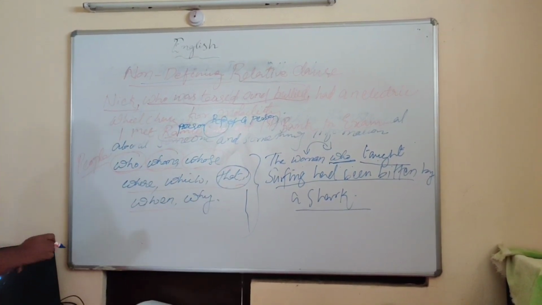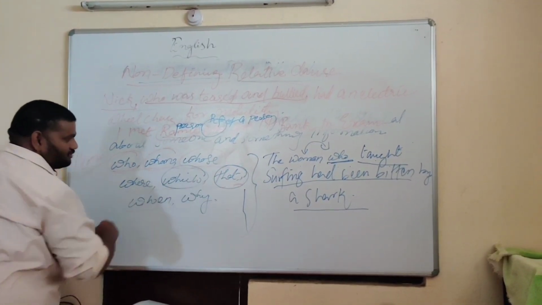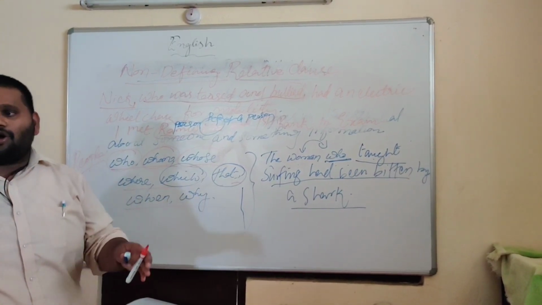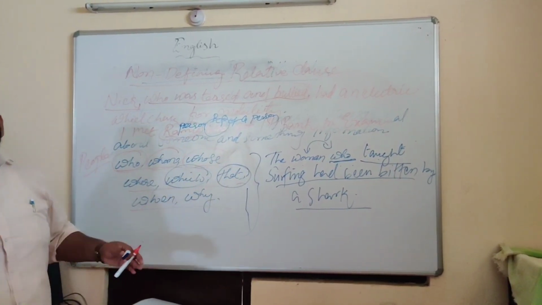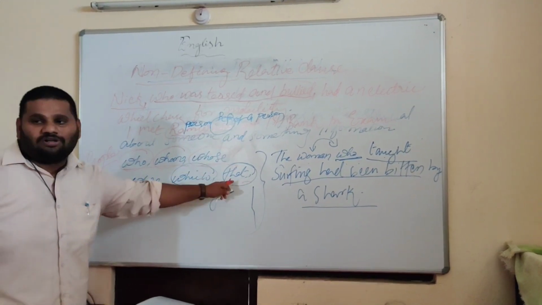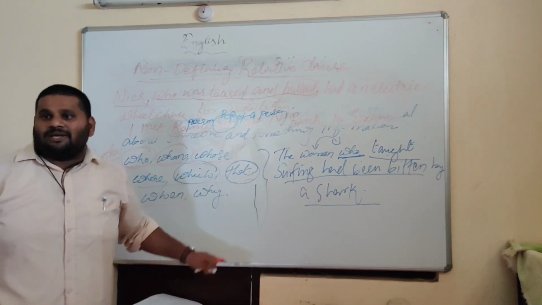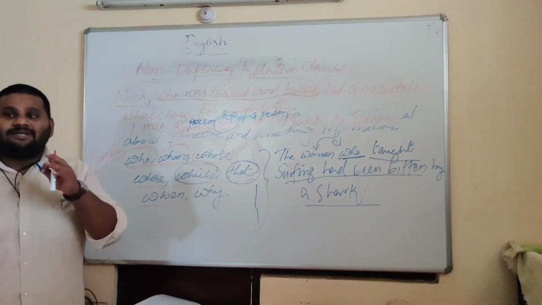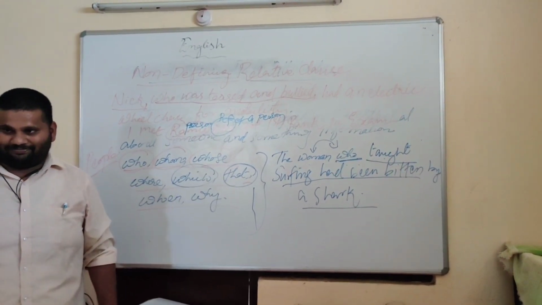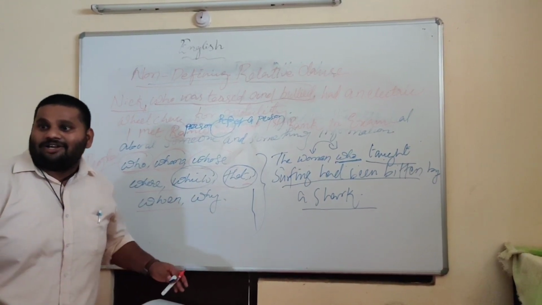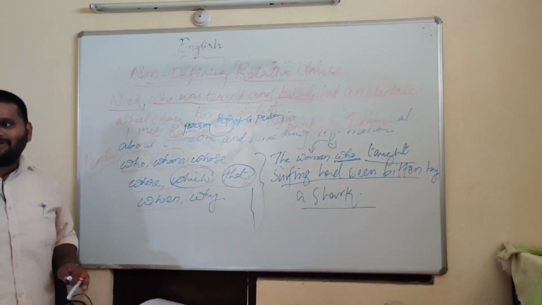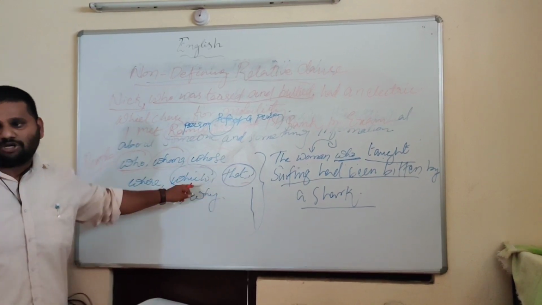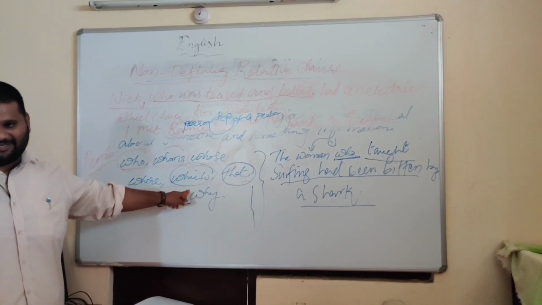Got it? So next example, let us see how we can use that or which. For things, if we want to describe things or any materials, we have to use which or that. Suppose I have bought a car which is yellow in color. So which or that is used for things.